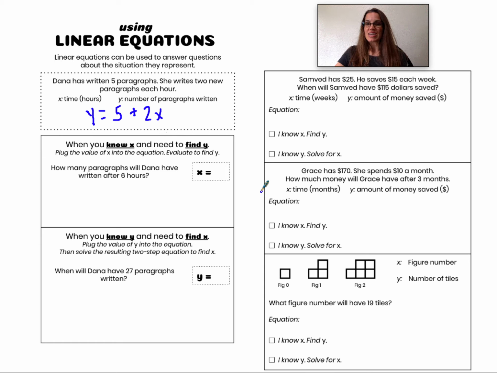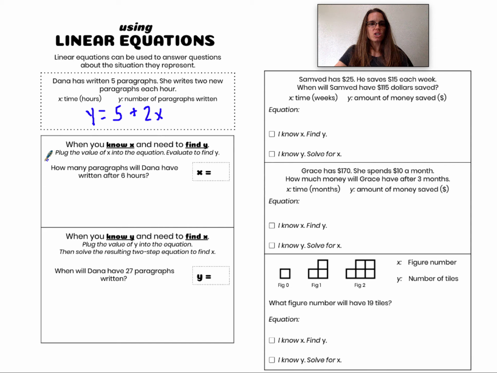Now for all of these examples, I have defined the variables for you, but you should take a moment to make sure you would have been able to define them yourself. So y is paragraphs, that's the situation we're describing. And then number of paragraphs depends on hours. So x is number of hours.